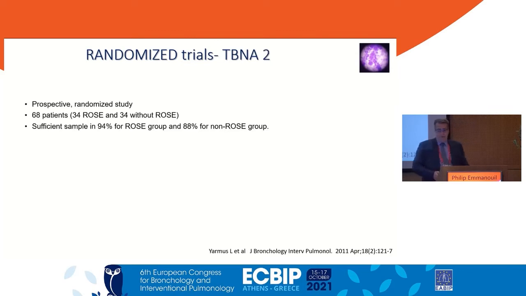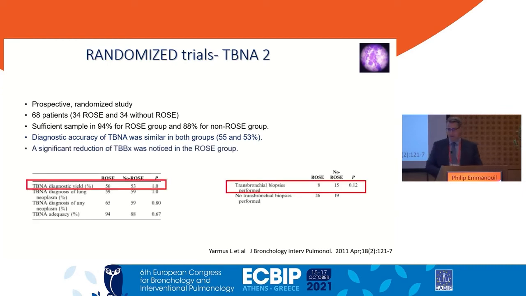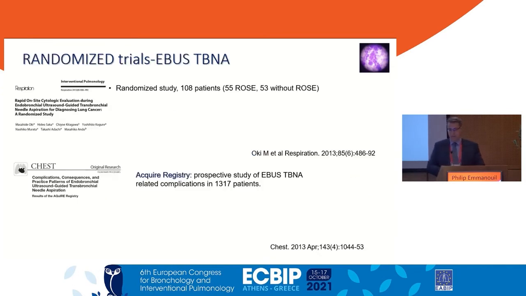A second randomized trial by the group of Yarmus showed exactly the same results. The diagnostic accuracy was similar in both groups, whether we were using ROSE or not. Also, transbronchial biopsies were reduced in the ROSE group. So that's where we are at the moment. We know that with TBNA and ROSE, we cannot increase our diagnostic yield, but we can avoid transbronchial biopsies.